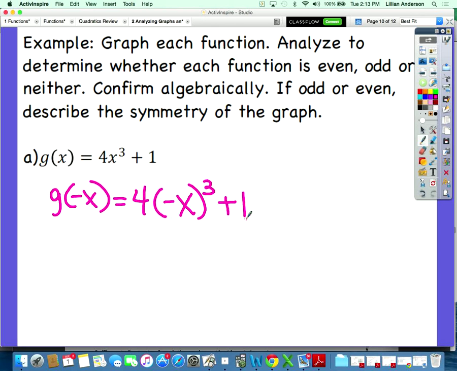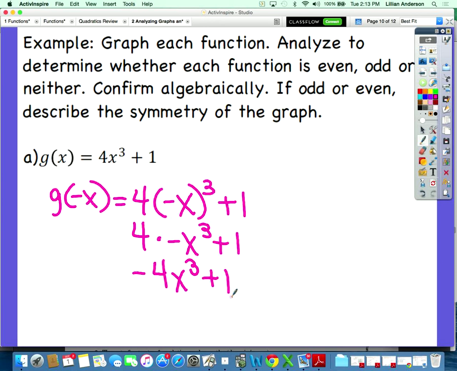You gotta be careful. Negative x cubed. What is that? Negative x cubed. It is negative x cubed. Think about it. Negative x times negative x is an x squared. Times another negative x is a negative x cubed. If I multiply 4 and a negative x cubed, that gives me a negative 4x cubed plus 1. That is my function simplified after I plug in a negative x.